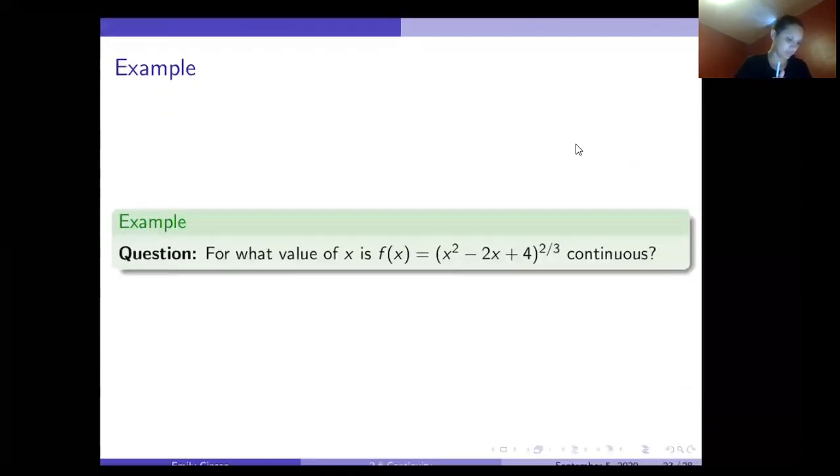All right. So here's another example. For what value of x is f of x equals the quantity x squared minus 2x plus 4, to the power 2 over 3, continuous? And for this one, I do want you to take a pause really quick and see if you can figure this one out on your own.